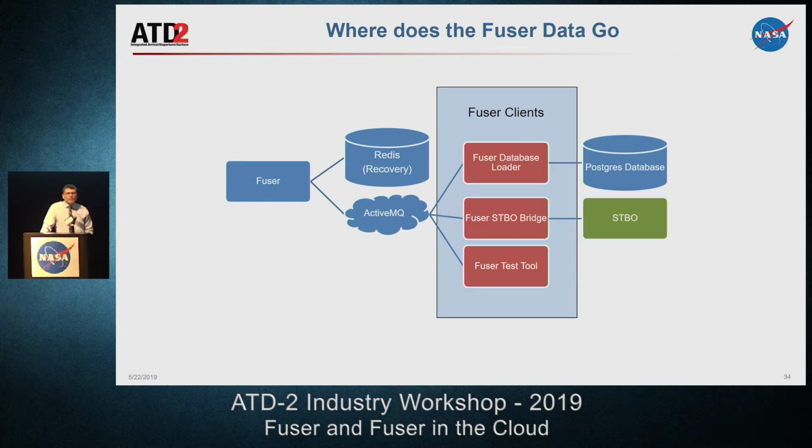All these guys in red are actually Fuser clients. So even our database loading process is a client of the Fuser. It's not embedded into the Fuser. STBO is our surface trajectory-based operations side, that's when you're getting to the client tools of ATD-2, so there's a bridge between the Fuser and that. That's mainly because STBO existed before the Fuser. We had pieces of it that we were building on, so we built a bridge between those. And it, again, is a Fuser client API. We have a test tool that's a client API that we can use to interact with the Fuser. And really, there should be another cloud bubble. We'll talk about the Fuser in the cloud next, but it's spanning out to all kinds of different directions.